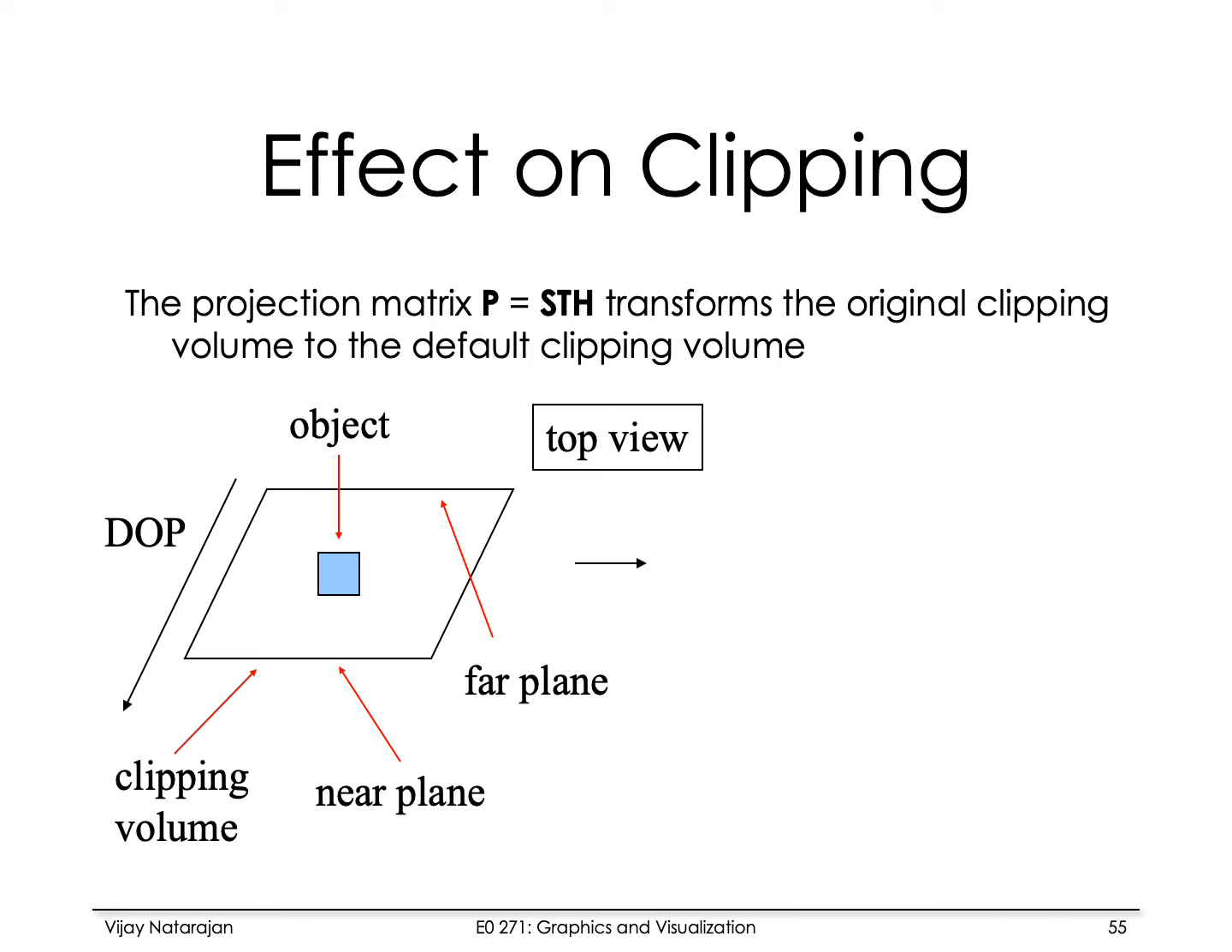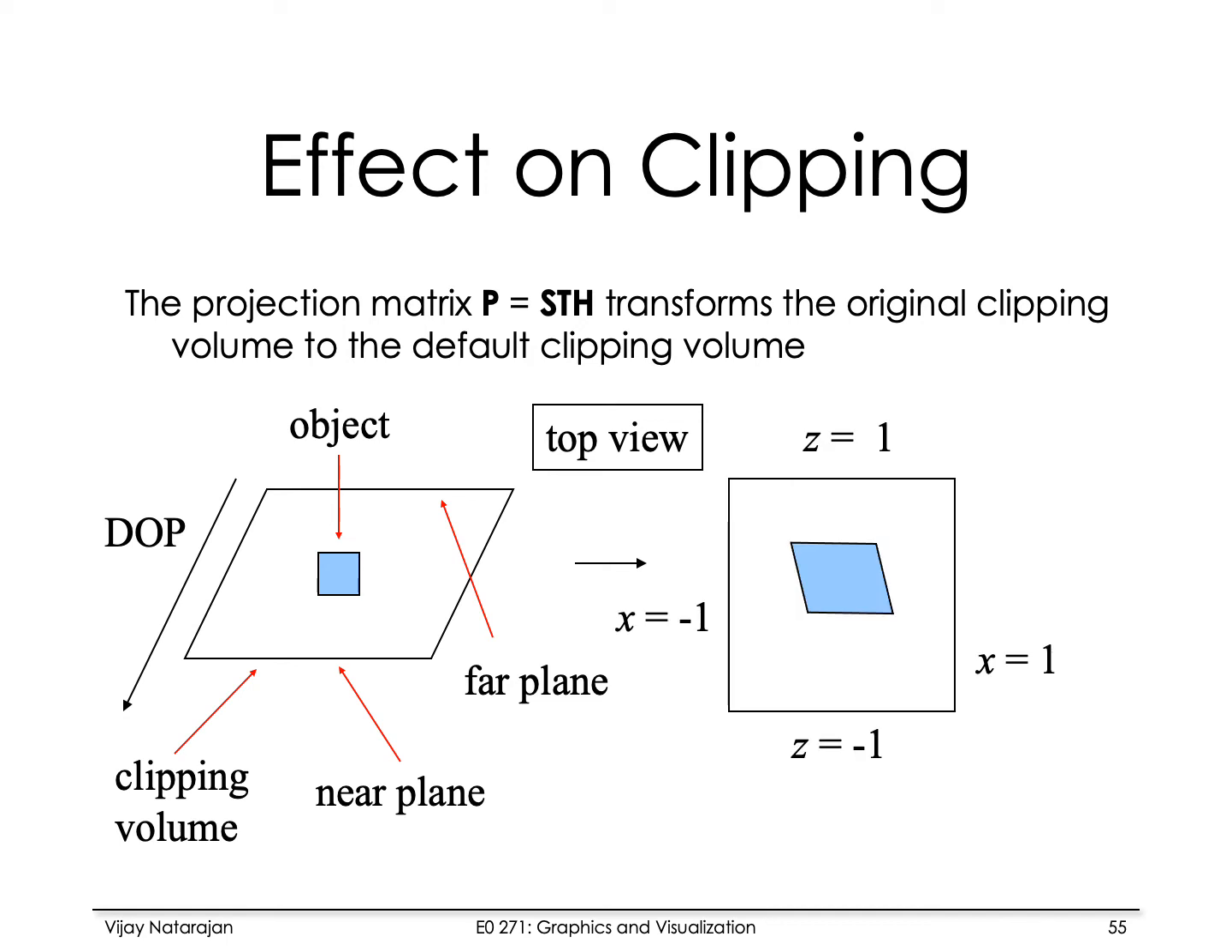After the normalization, the black view volume should become the default view volume, which is x equal to plus or minus 1, z equal to plus or minus 1. Of course, this is the top view, so you don't see the y equal to plus or minus 1 planes as two separate planes. Here is the direction of projection again along the z-axis.